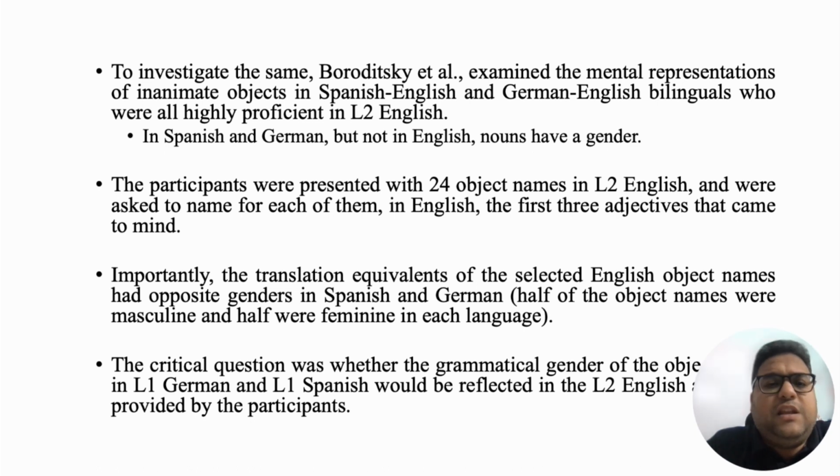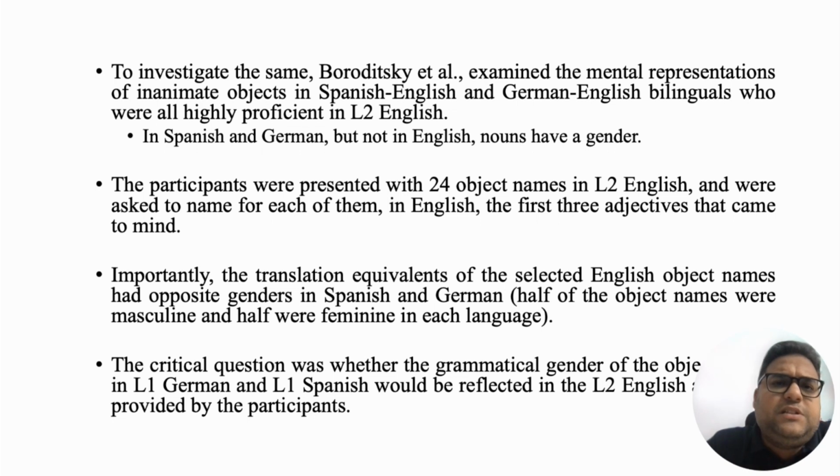Interestingly, the translational equivalents of the selected English object names had opposite genders in Spanish and German. So half of them would have a masculine gender in Spanish and half of them a feminine gender in Spanish. Similarly, half of them would have a masculine gender in German, and half of them a feminine gender in German.